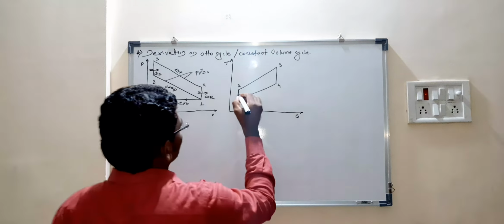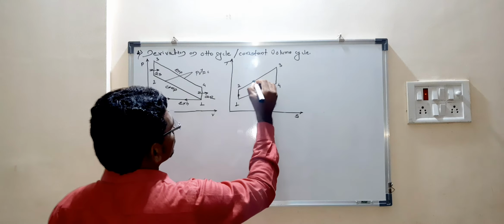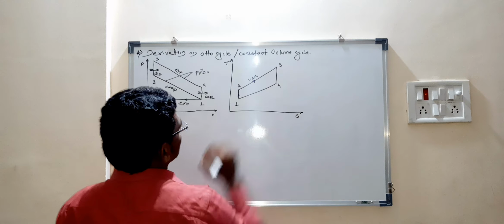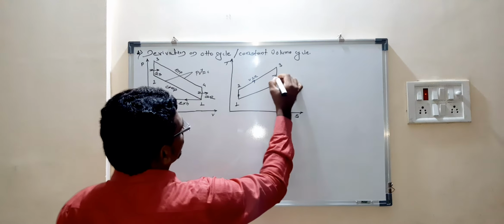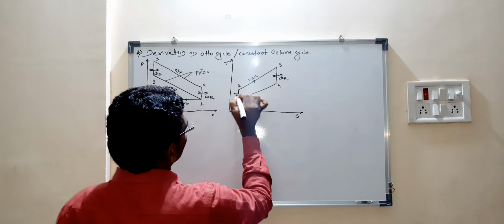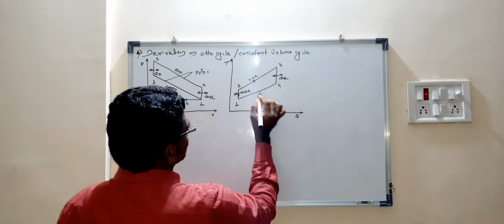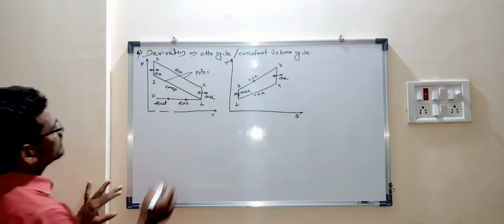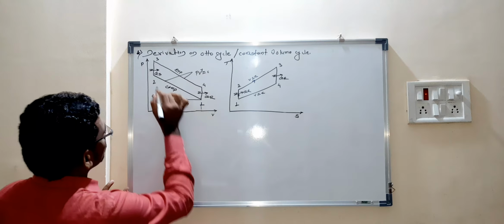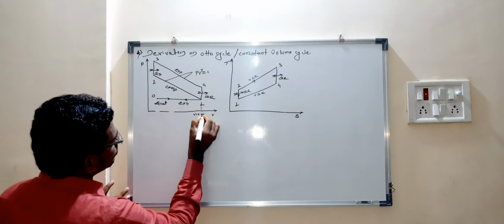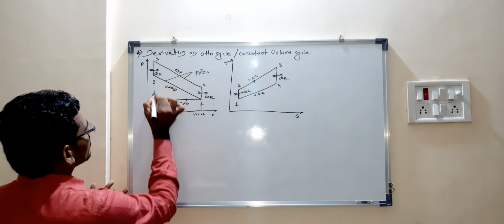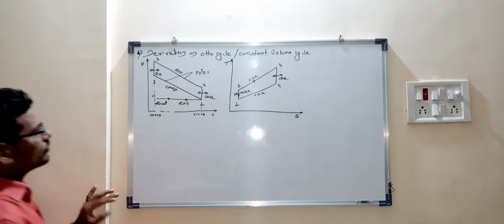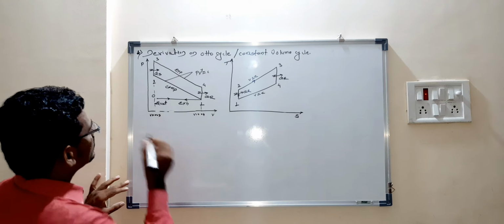Okay, so on the TS diagram, process 1 to 2, then 2 to 3 is V equal to C. Again 3 to 4, this is QR, this is QS, and this is V equal to C. As we see, there are two constant volume processes. V1 is equal to V4 because both lie on the same line, and V2 is equal to V3. So find out the efficiency of the Otto cycle.